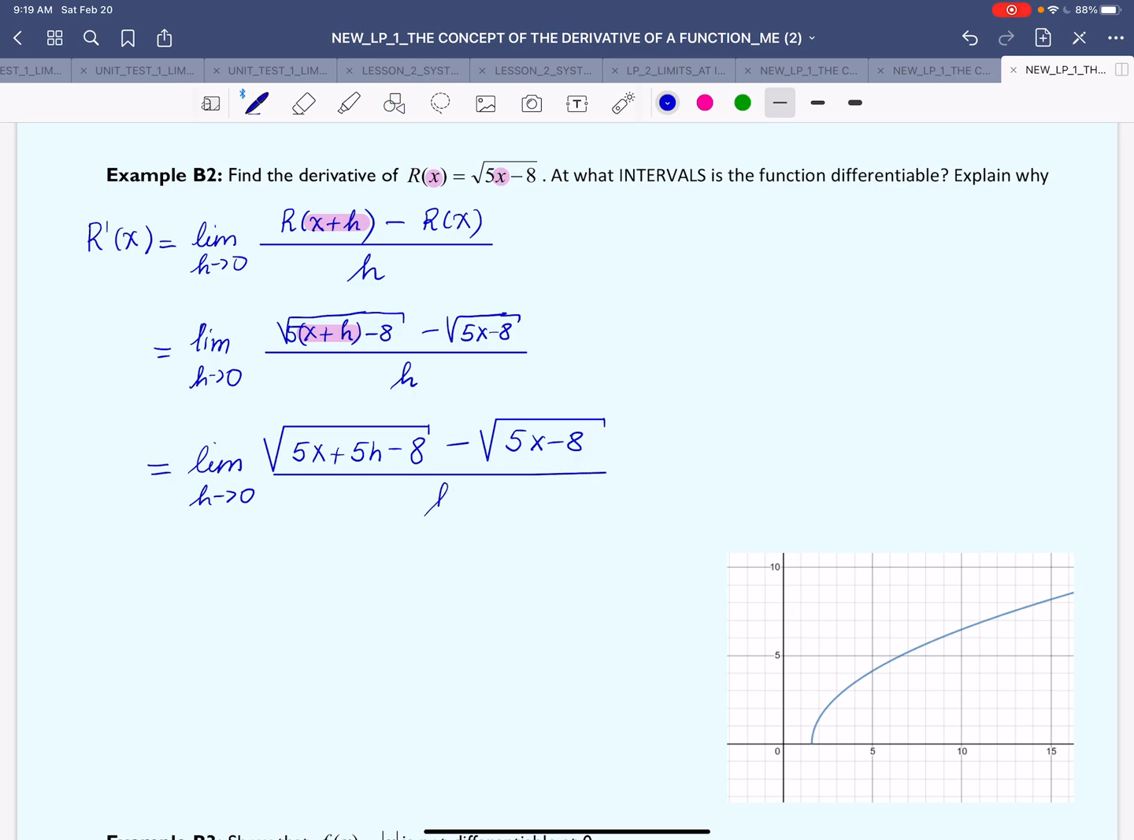And then over h. Now, as you can see in here, we ended up with an indeterminate form limit, because we cannot substitute h by 0 at this point. And it involves radicals, right? And a fraction, obviously. So remember how we evaluated such limits, right? So we multiplied by the conjugate of the numerator.